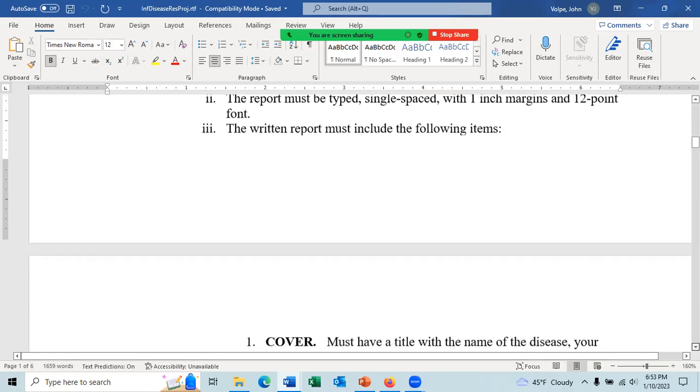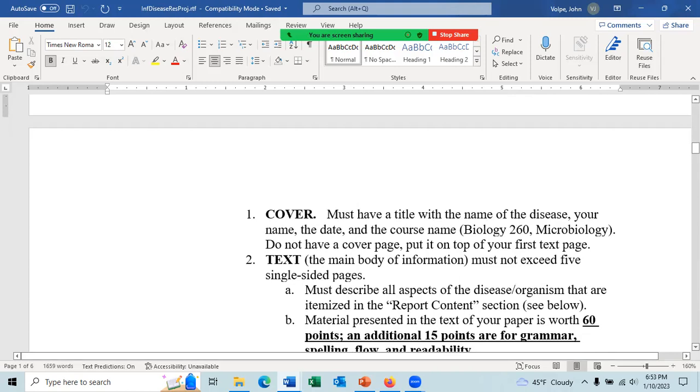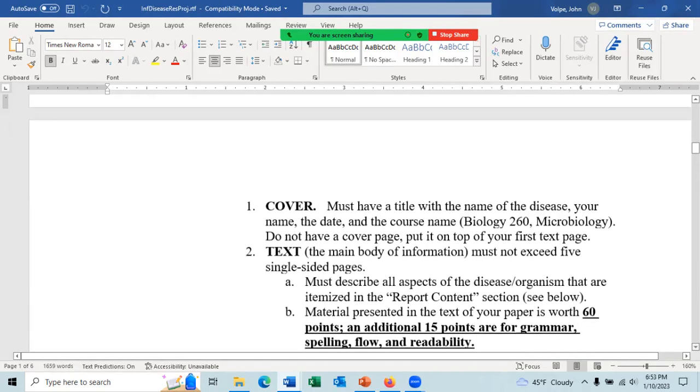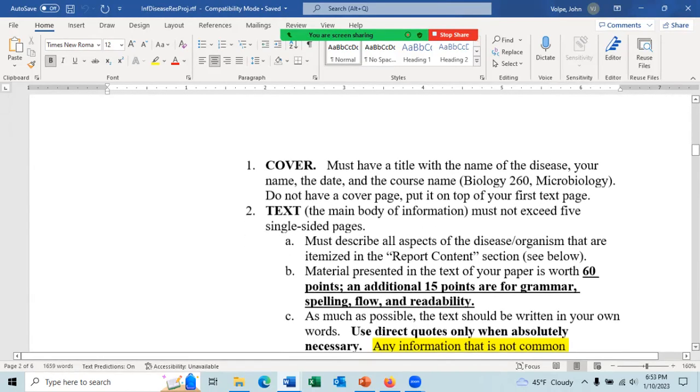Professor, do you have a certain font type that you prefer, like Times New Roman, or do you mind any other fonts? No, I don't care what font you use, so use whatever you like.